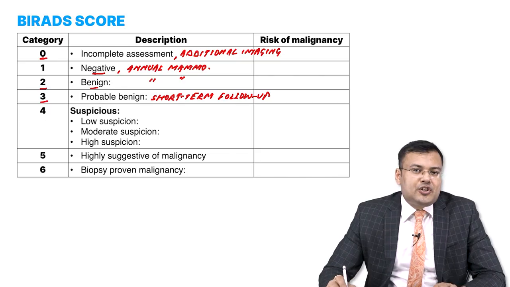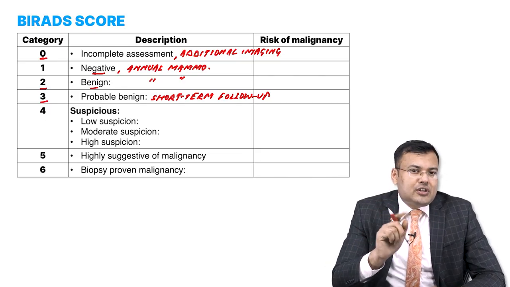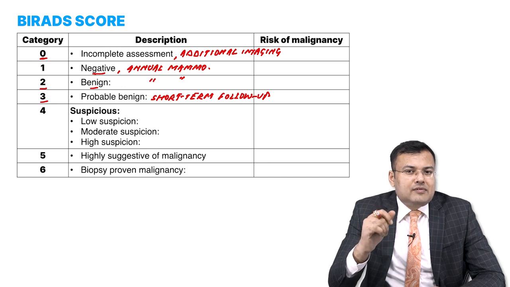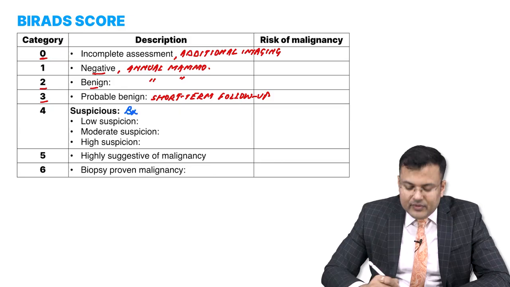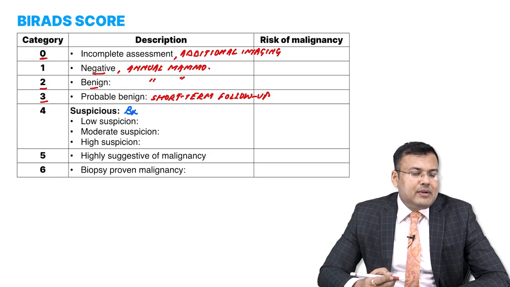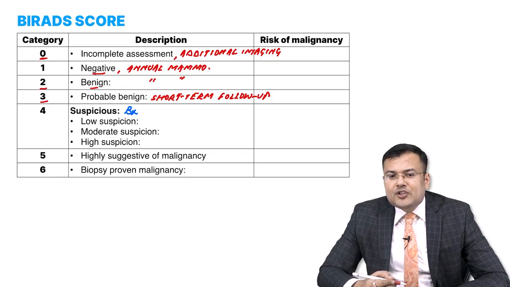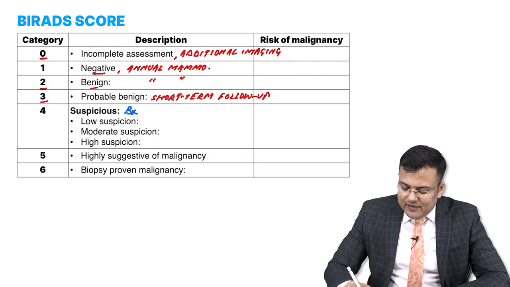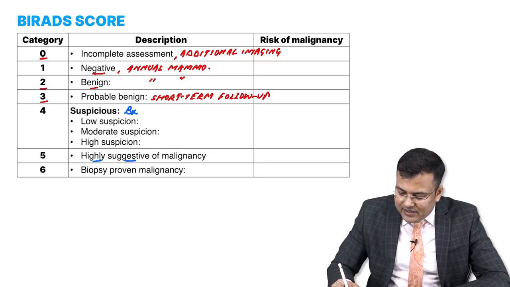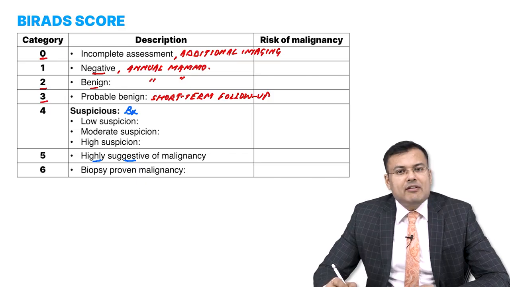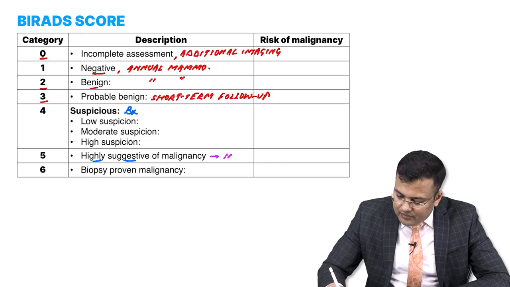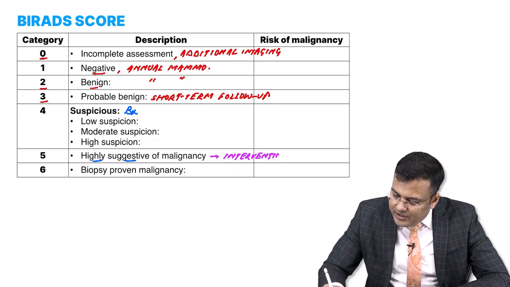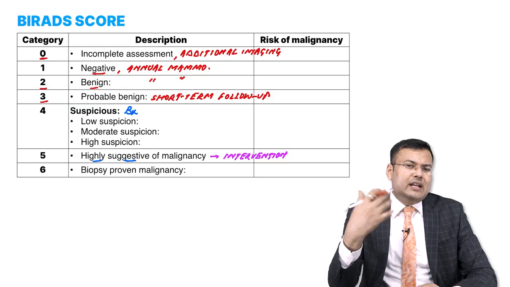Category 4 is suspicious. And whenever a lesion is suspicious, you have to confirm the diagnosis. How to confirm the diagnosis? For suspicious lesion, biopsy is recommended. We have to go for biopsy. So there can be low suspicion, moderate suspicion, high suspicion. Next, if findings are highly suggestive of malignancy, here intervention is recommended.